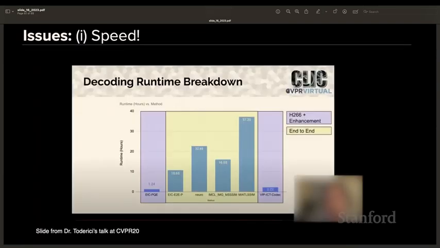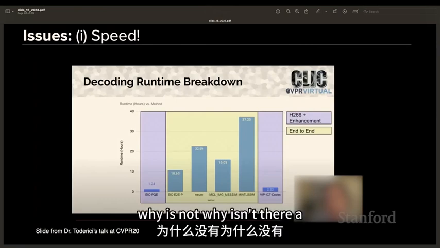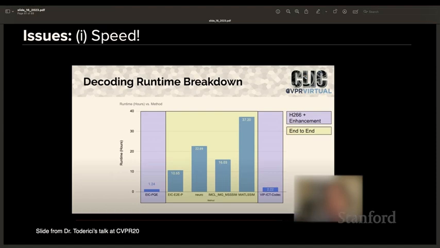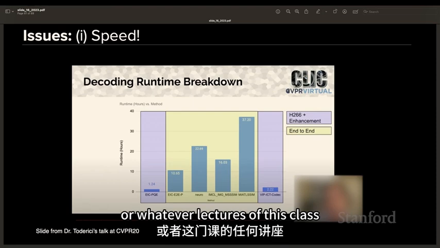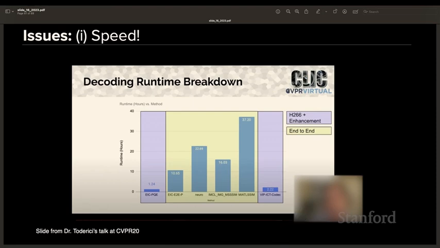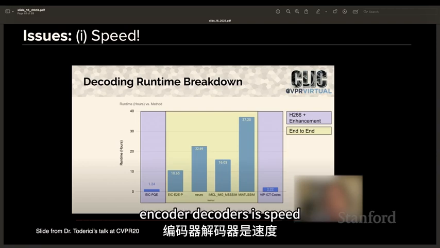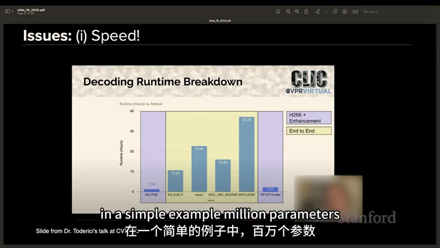Okay, so everything is green. Why isn't there an ML-based compressor everywhere? Why do we still study the first 17 or whatever lectures of this class? Why didn't we start with this? One of the main issues with ML-based encoder-decoders is speed. Really, now you have to train this, for example, in a simple example, a million parameters.